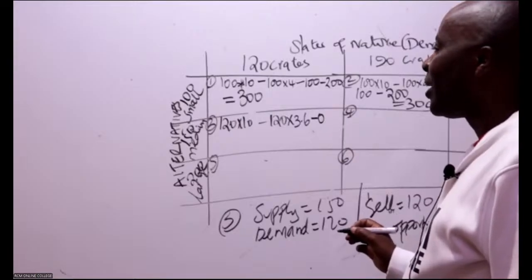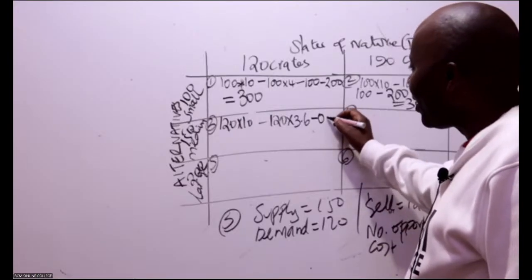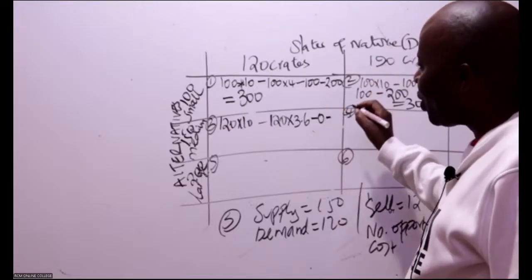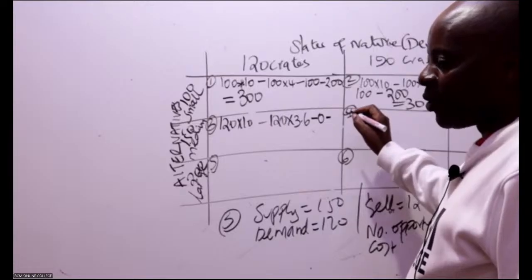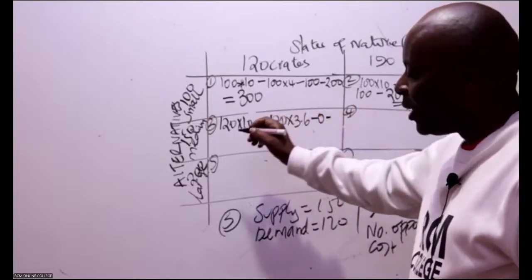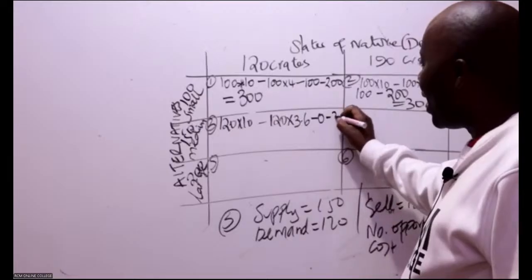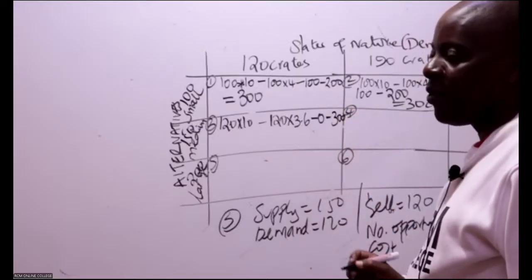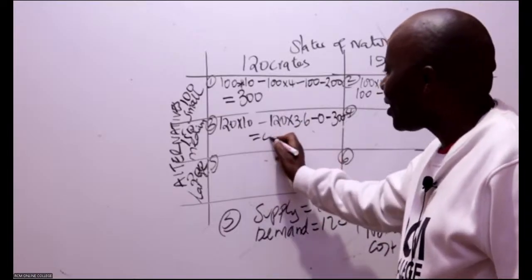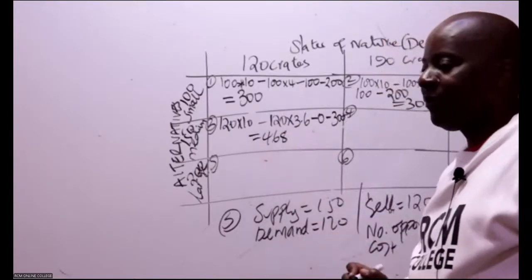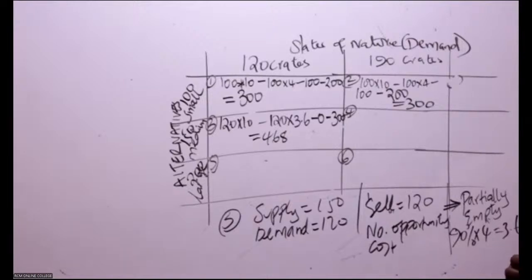All right. And then, of course, at the end of the day, ladies and gentlemen, minus our depreciation for medium. Depreciation for the medium, which is how much? Which is 300. So then this will end up giving us 468.